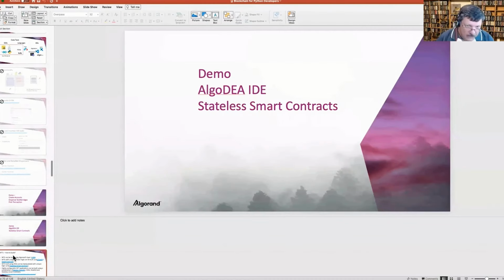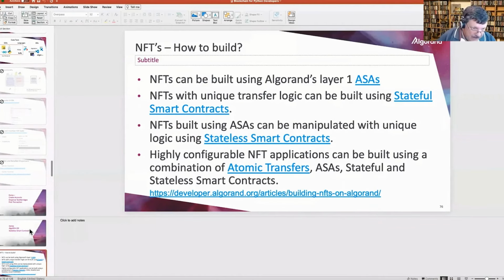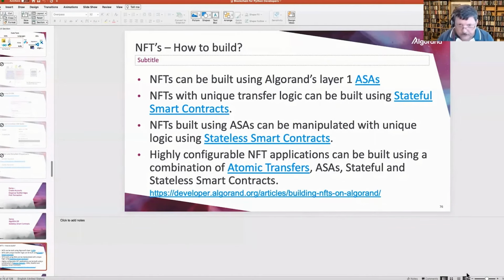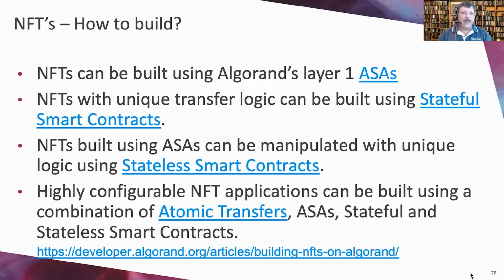Okay, next one is our NFTs that we talked about. Well, how do I build NFTs? Well, one way of doing it, like we alluded to, is just create an asset, an ASA, and give it a quantity of 1.